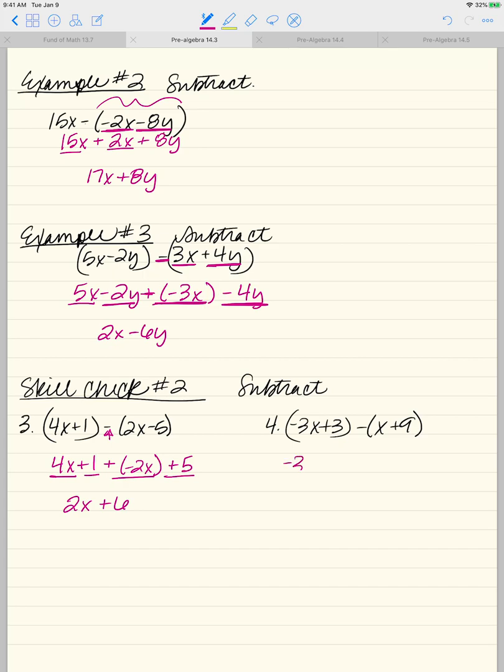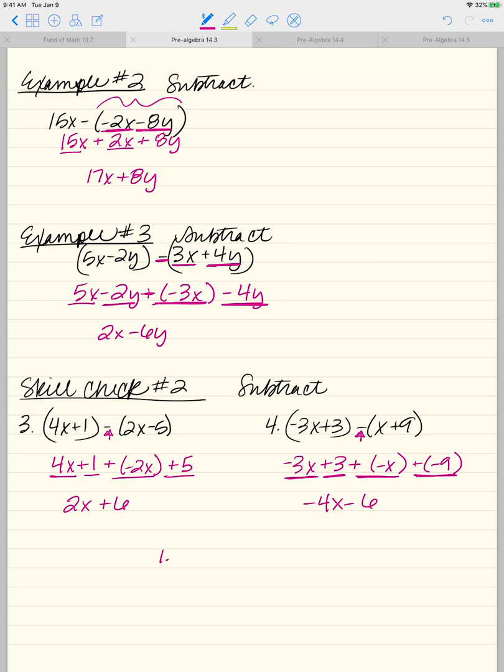Number 4, keep the first binomial the same. Change the subtraction to addition and add the opposites. Minus x plus minus 9, okay? So now we have negative 3x plus negative x. That's going to give me a negative 4x. Positive 3 plus negative 9 gives me a minus 6. And that's as simple as that one can get.